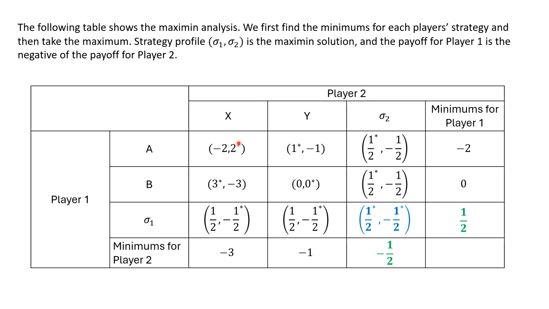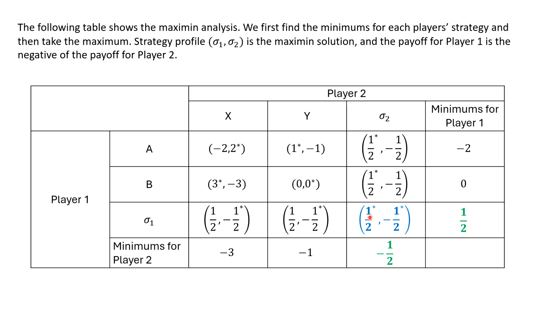If player 2 plays X, the min is -3. If player 2 plays Y, the min is -1. And if player 2 plays sigma sub 2, it's -1/2 in every case. And then we take the max of the minimum, so that would be 1/2 for player 1, and the max of the minimums for player 2, and that would be -1/2. And then the maximin solution would be here, basically the two mixed strategies.